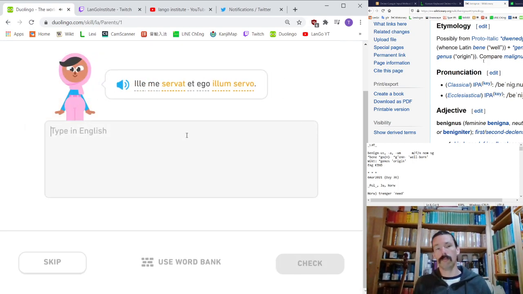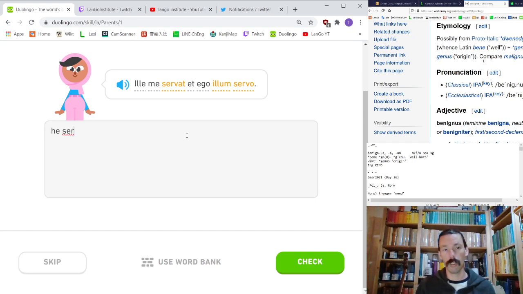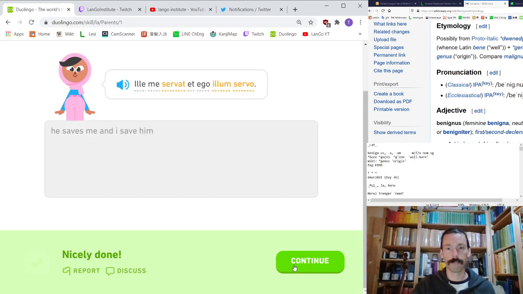Ille me servat, et ego illum servo. Saves, rather, we should say, like from danger, from trouble. Servat. Ille me, he saves me, same spelling as our word, and I, ego, illum, so that's the object form, ending in um. Illum, a form of the same word as ille. I save him. Servo, the O suffix shows subject I am doing it.